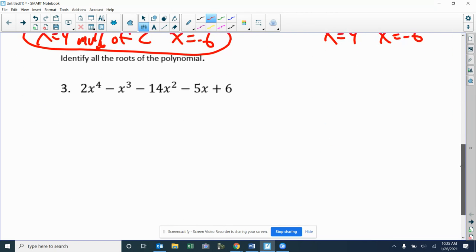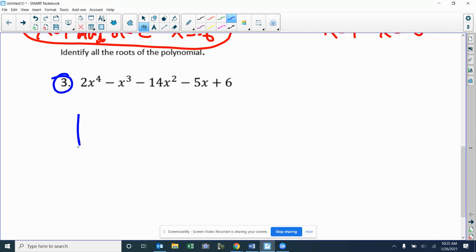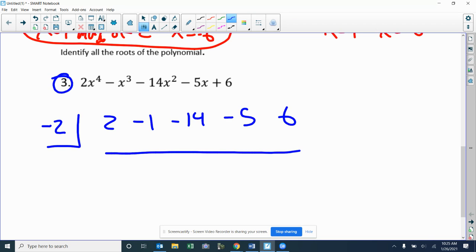All right, same thing. How many roots we gotta find here? 4. Okay. Same deal. Graph it, all the factors of 6 if you need to, by all the factors of 2. Anybody got a number for me that works? -2. -2, let's take a shot at it. 2, -1, -14, -5, -6. We do not need any zeros. Don't forget to check and see if we need zeros, okay?